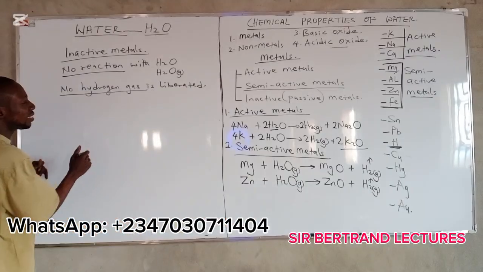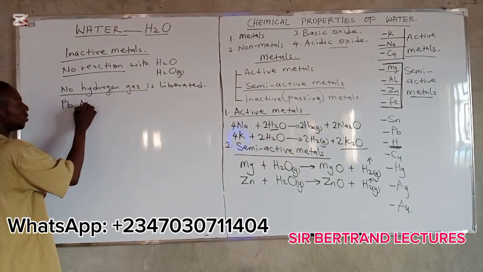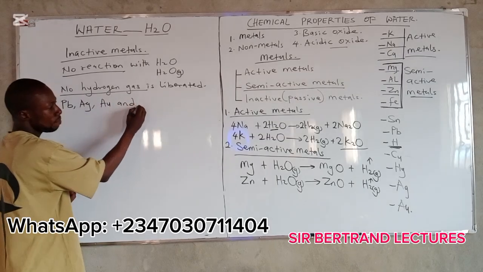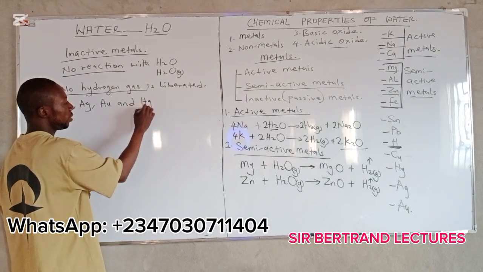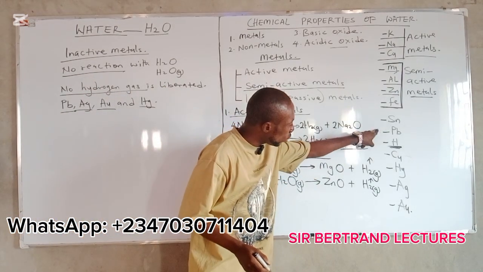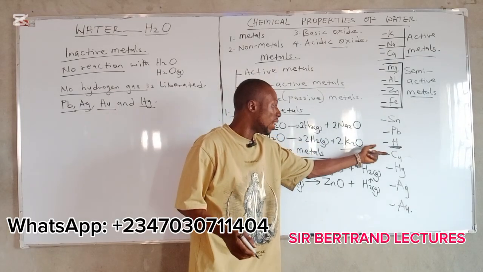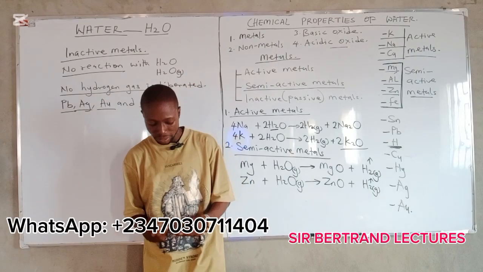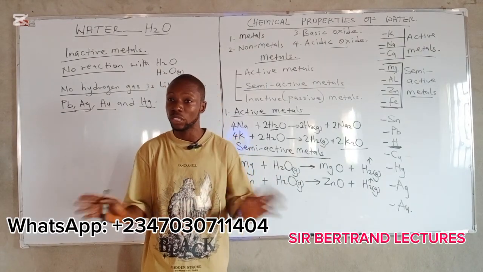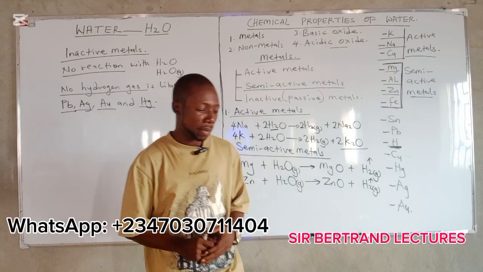All right? And these inactive metals are lead, silver, gold, and mercury. Because they cannot displace hydrogen in water. They are very close, it cannot displace hydrogen in water, and these ones are less reactive than hydrogen. So they are inactive metals because they don't displace hydrogen in water and there is no reaction. That is why you can say that they are inactive or passive metals.